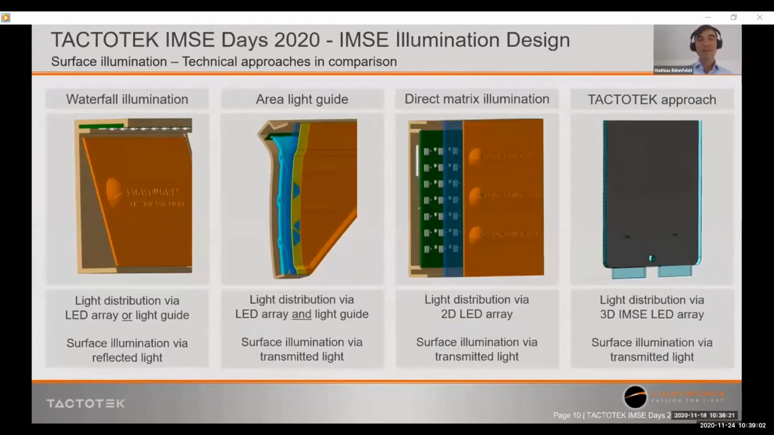So after talking about a surface, of course, we have also to talk about the technical approaches behind that. And here I will give you also a short and brief introduction to technical approaches to generate surface illuminations. Starting here from the left side, we can see a pretty simple approach. We call it waterfall illumination. That means I am using a simple LED array or also a light guide to illuminate the A surface directly from the top.